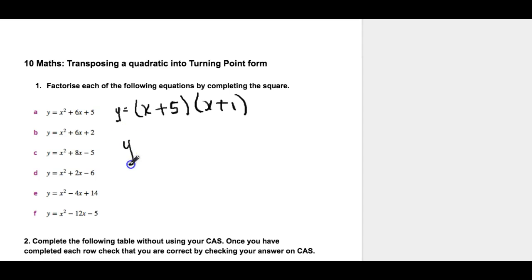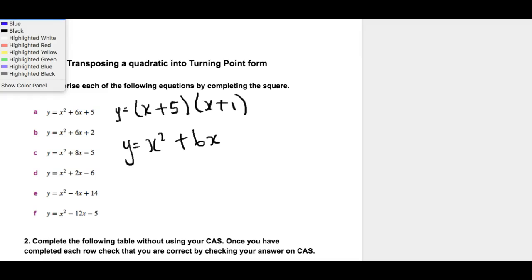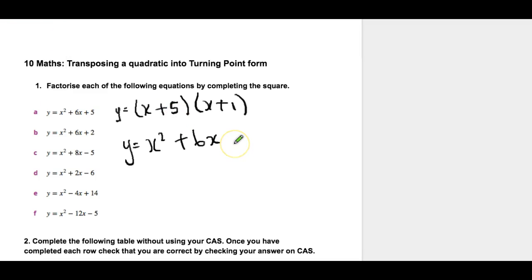So in turning point form, what we do is we have y equals x squared plus 6x. So we look at the first two terms. And I'm just going to change the color because this is something that is slightly different. So we're now adding whatever this number is here. So in this case, it's 6. And we're going to divide it by 2 and then square it. Okay, so this is the process of completing the square.